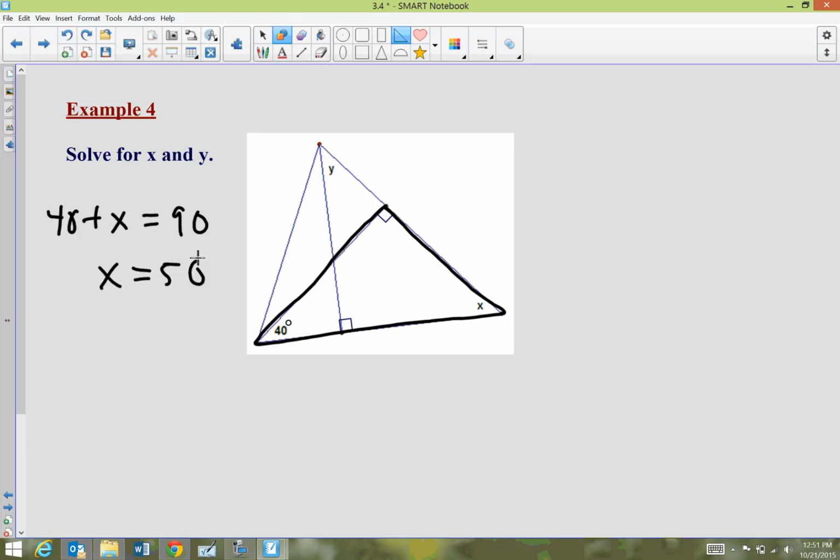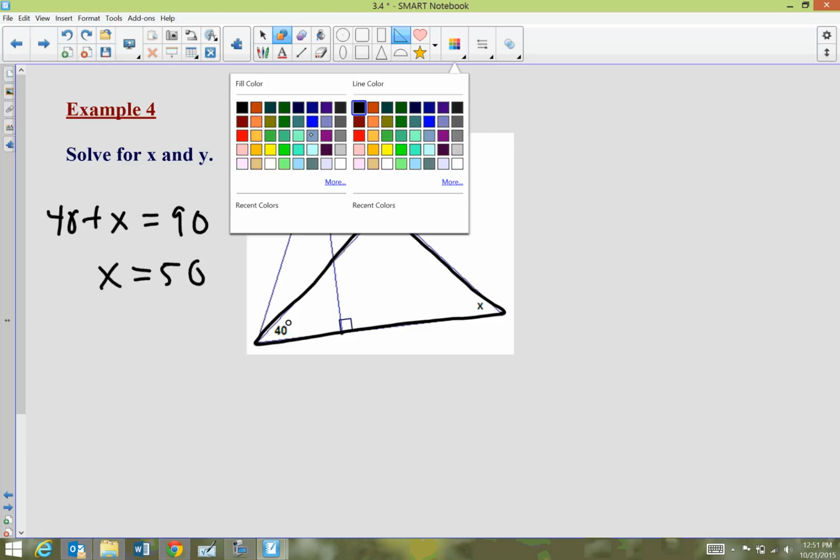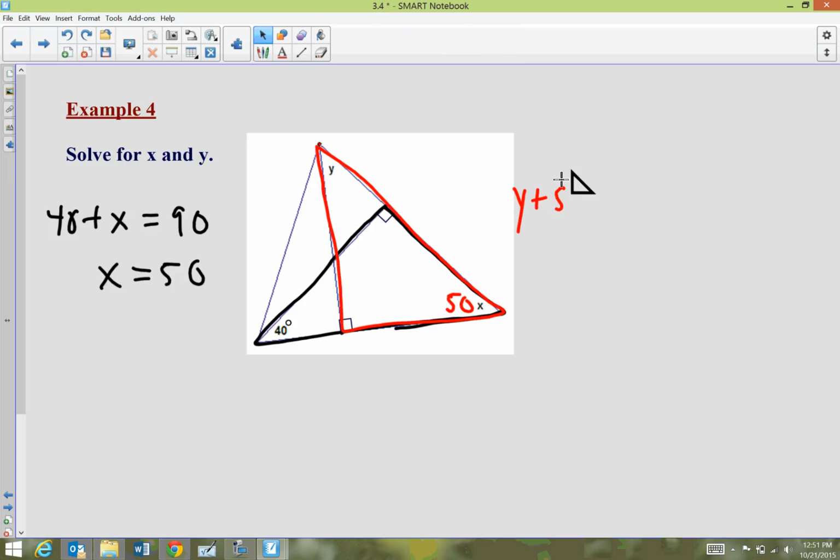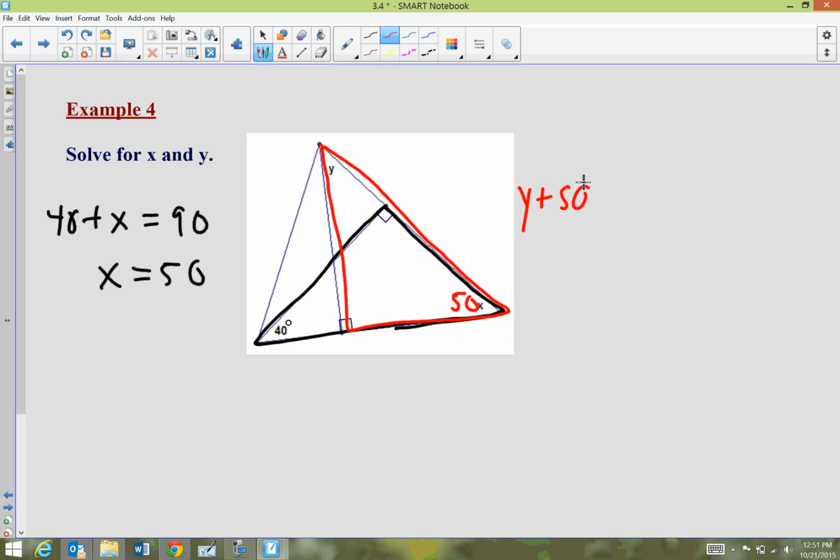Okay? Well, now that we know x is 50, we can focus on this red triangle. So we know that y plus 50 has to equal 90, because they are the acute angles of this right triangle. So y is equal to 40.